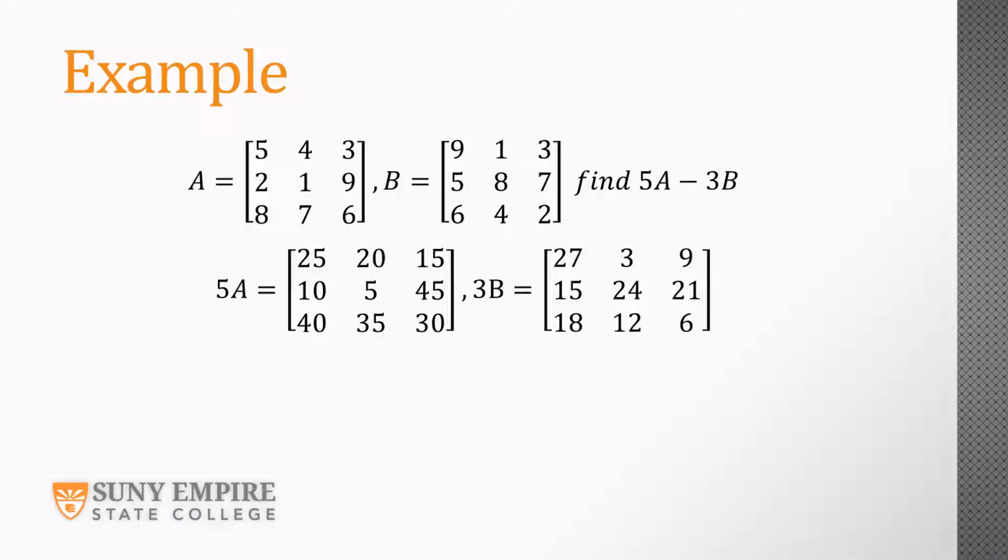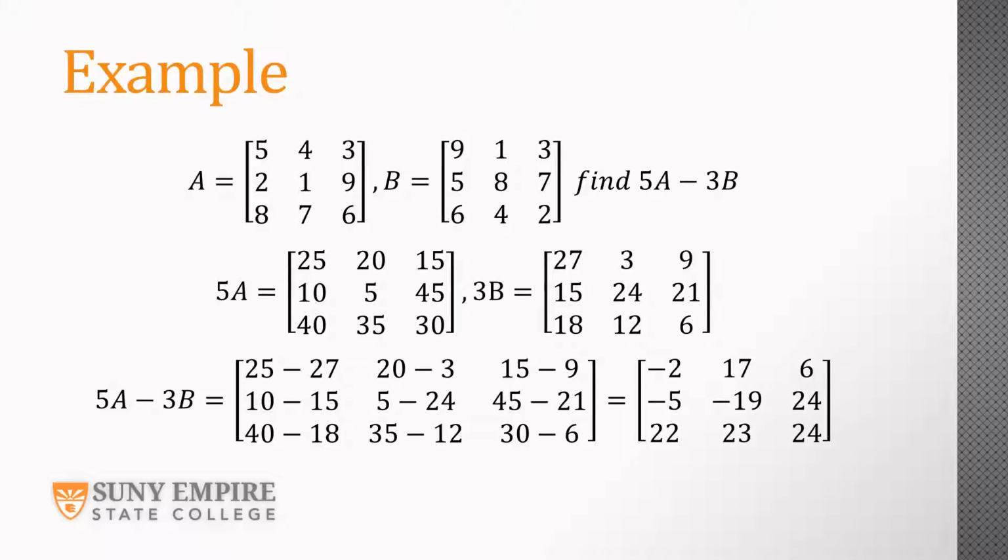Multiplying each element in matrix A by 5, we get 25, 20, and 15, then 10, 5, and 45, then 40, 35, and 30. When we multiply each number in matrix B by 3, we get a matrix of 27, 3, and 9, then 15, 24, and 21, then 18, 12, and 6. Now we can do the subtraction of the two matrices.